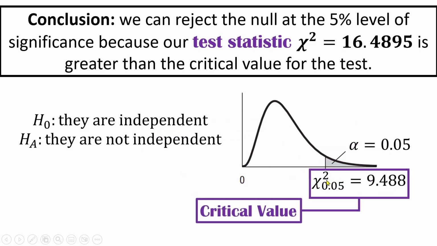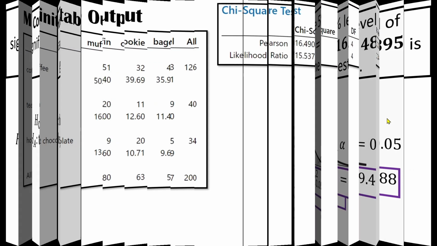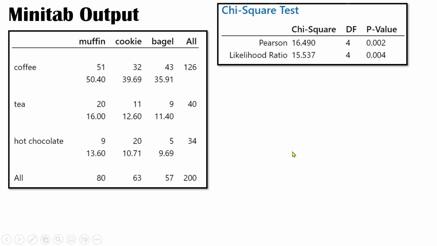Right, so just reminding you, this is the critical value. Up here is the test statistic. Good, so we've rejected the null hypothesis, which is telling us that there are some combinations that are being chosen with a frequency more than what you would expect if there were no dependencies. So there is evidence that there are some dependencies between these two categorical variables, the drink you choose versus the food item that you choose.